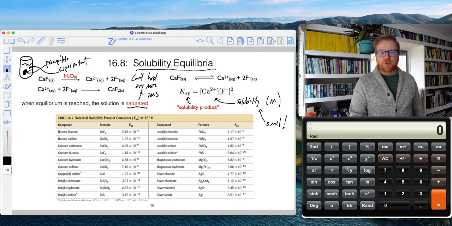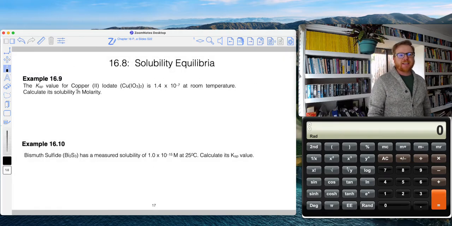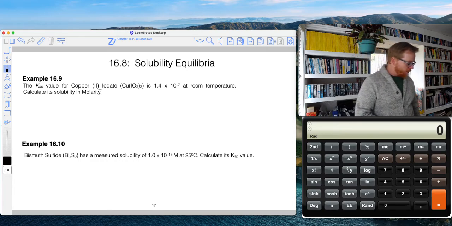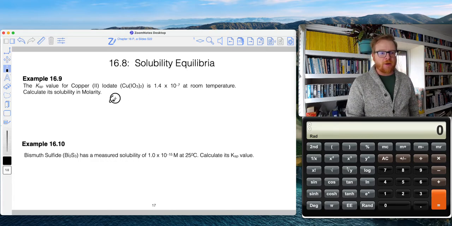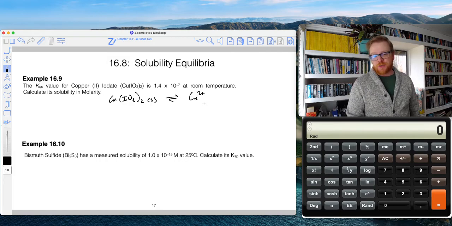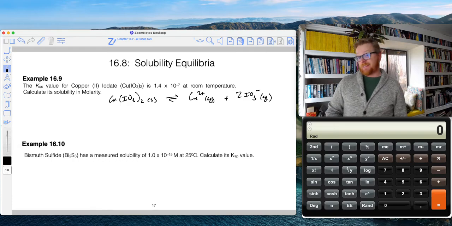Okay, so let's do some example problems. Okay, so the KSP value for copper 2 iodate, and there we have the formula, is 1.4 times 10 to the minus 7 at room temperature. Calculate the solubility in molarity. Okay, so let's write that reaction down. So we write this down as the solid dissolving, okay? And it dissolves to form, so we recognize that's got to be Cu2+, because here the name said copper 2. Okay, and then now we also recognize that we have 2 iodates. That's 2 IO3 minus.